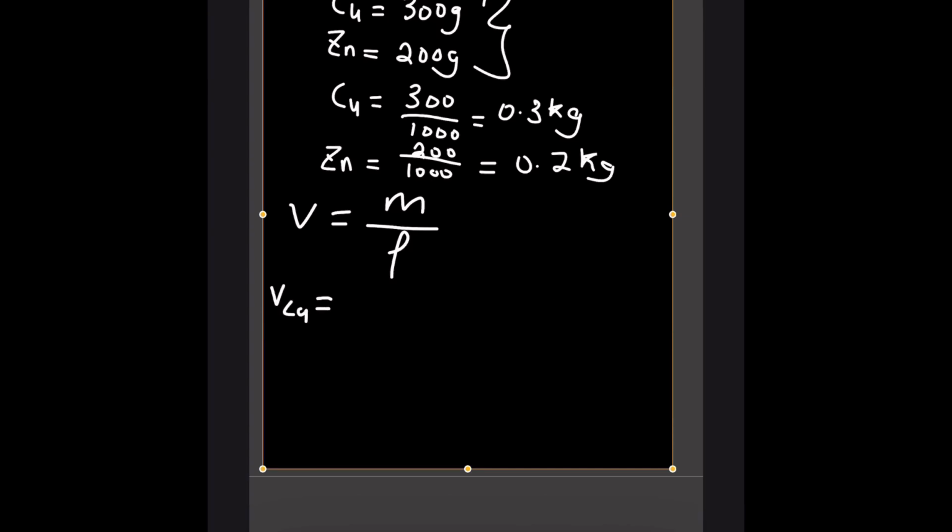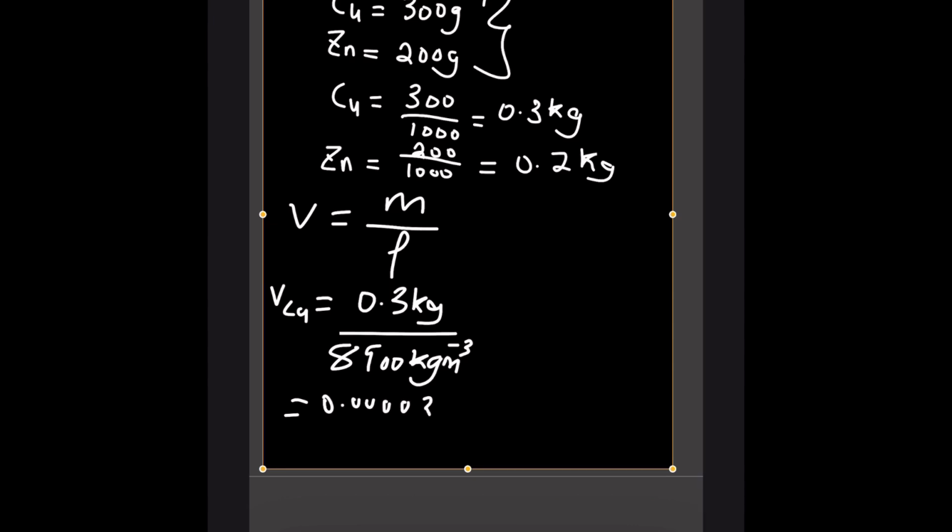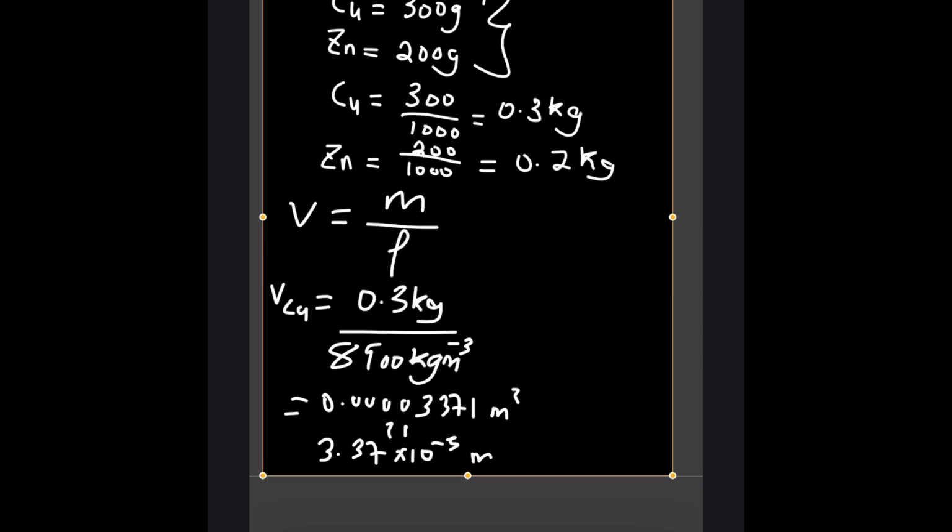Volume for copper would be 0.3 kg all over 8,900 kg per meter cube. And this would give us 0.0003371 meter cube. In significant figures, this would be 3.37 by 10 to the negative 5 meter cube.